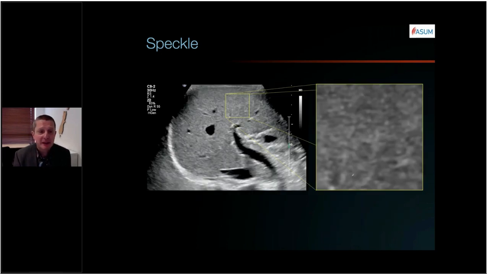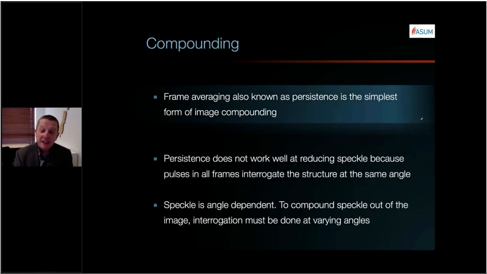You can see acoustic speckle in solid organs. Here's an example of the liver, and I will just remind you that where you see a bright reflector does not necessarily represent a real structure. Now, one of the earliest forms of image compounding, whose purpose was to soften images and make them smoother and less prone to speckle, was persistence, also known as frame averaging.